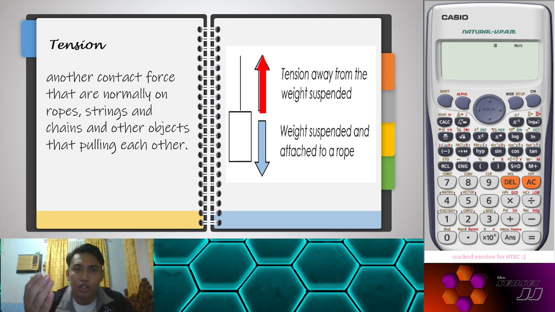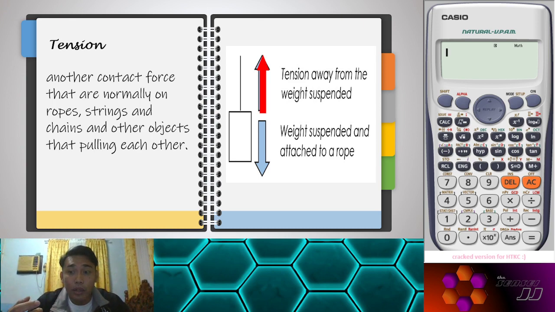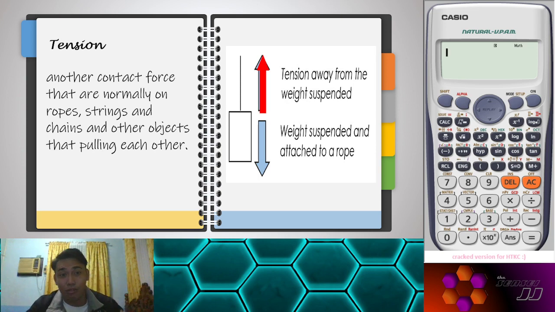Why is it not going with the flow, not going with the object? If it were in the same direction as the object, it would mean the object is falling down. It would not be attached or suspended.